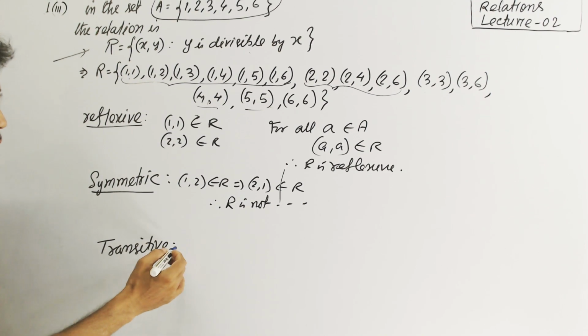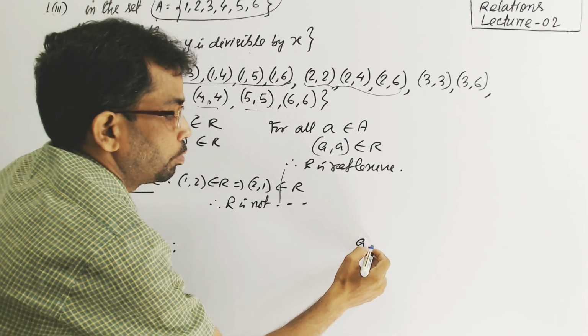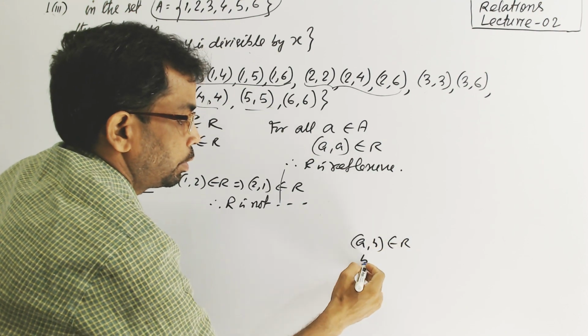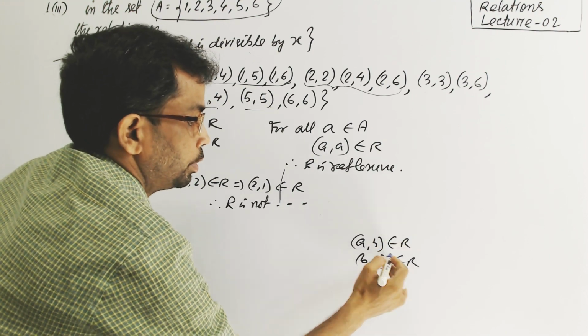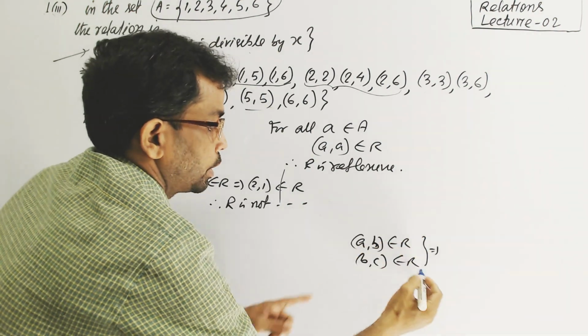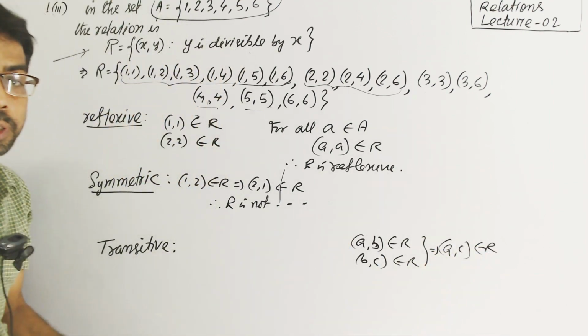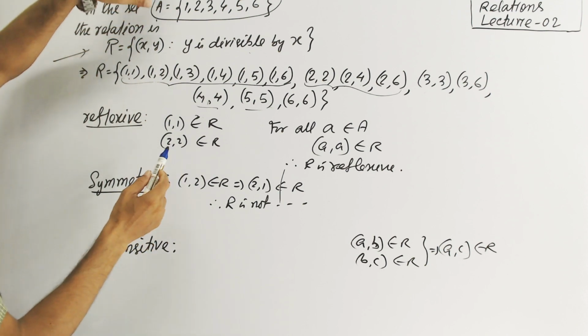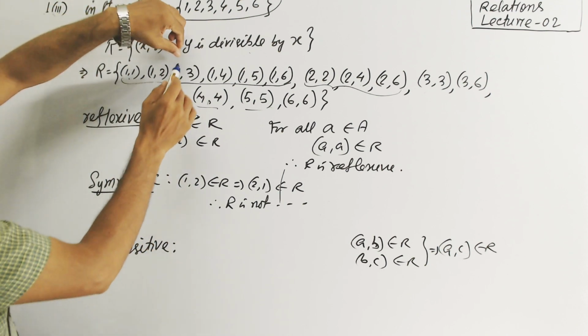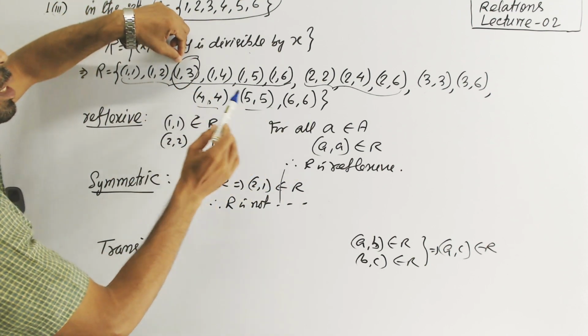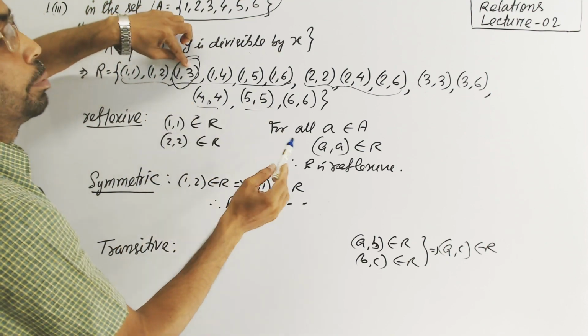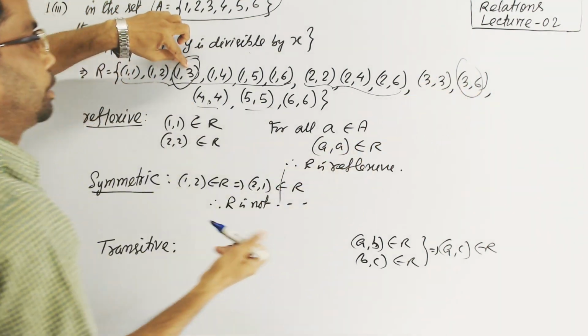For transitive, for every pair (A, B) in the relation and (B, C) in the relation, the pair made by the first and the last, that means (A, C), must be in the relation; then the relation is transitive. Here we can take elements like (1, 3), and starting with 3, another pair, I can take this (3, 6).